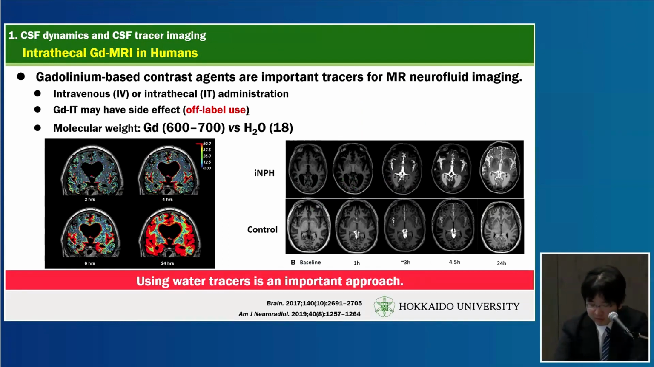One of the strategies to study CSF dynamics in MRI is using CSF tracers. In a recent study, researchers tried to visualize neurofluid by injecting a gadolinium tracer intrathecally. This approach effectively demonstrated the flow of neurofluid from the surface of the brain into the brain parenchyma. But intrathecal injection of a gadolinium agent may have certain side effects. In addition, it may not truly represent neurofluid dynamics due to the difference in molecular weight between solute and water. So the use of a water tracer for MRI is also important.